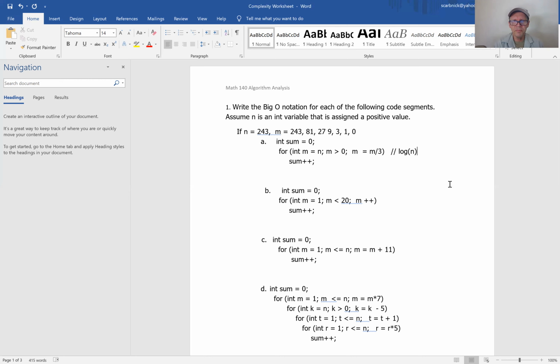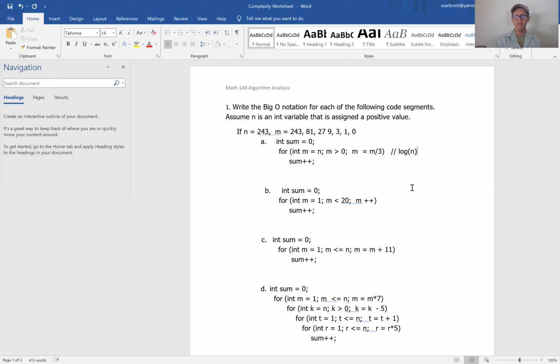Okay, so let's look at the next one then. Again, for a, all I have to do is see that m is divided by 3 to get to the next value of the counter variable. So I know that it's log of n. Now let's look at b. Once again, first let's make sure that the number of operations per iteration is a constant, which it is. Oh, but look at this one. There's no value of n.